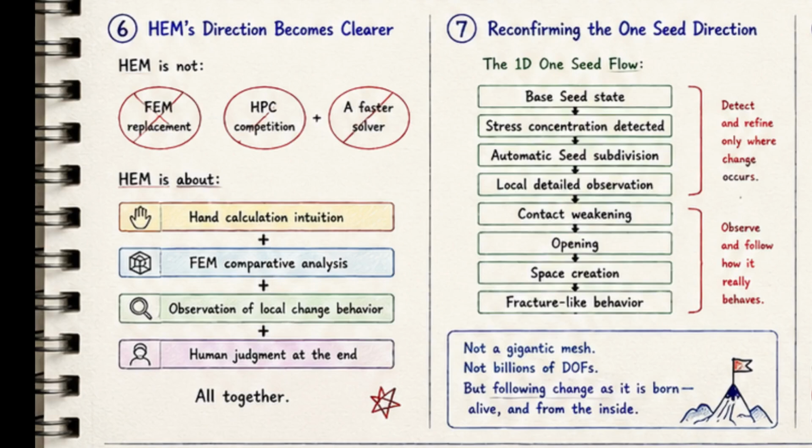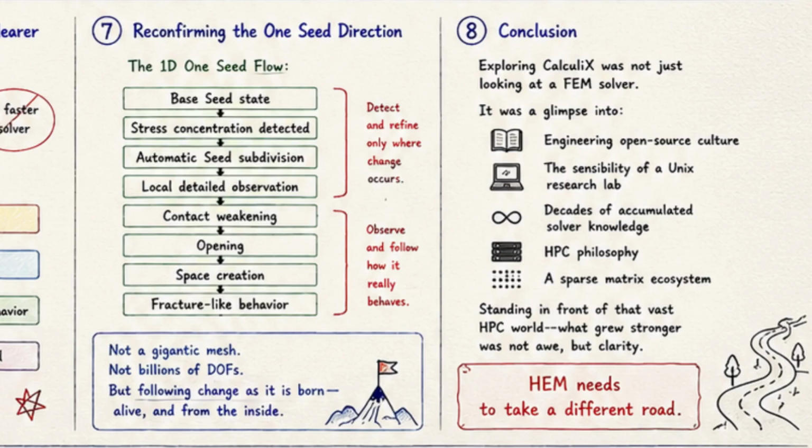HEM is not trying to replace FEM. It is not competing with HPC. It is not trying to become a faster solver. Its goal is something different. Hand calculation intuition. Comparative analysis with FEM. Observation of local change. And human judgment at the end. All working together. The one seed direction felt more meaningful than ever.